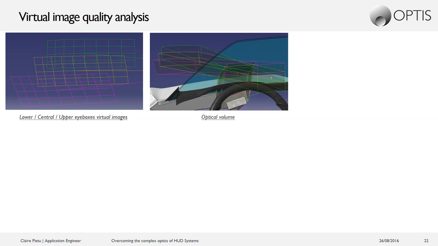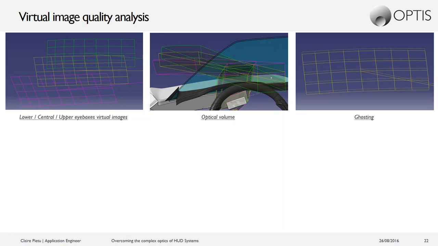We can generate the optical volume, which is a very useful one because it lets you see anywhere the light will propagate. This is important, for example, when you're trying to design the IP top roll so that it will fit with the HUD system, and also to make sure that no car component gets in the way of the light. Otherwise, you will see it on your HUD, and that's very important. For example, it could be the wheel. Sometimes you're not expecting it, but actually you find that your HUD image happens to be behind the wheel, and that's problematic.